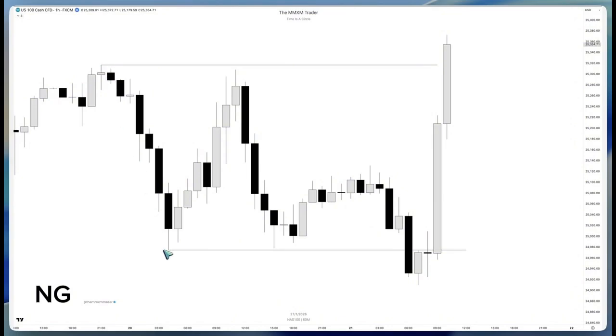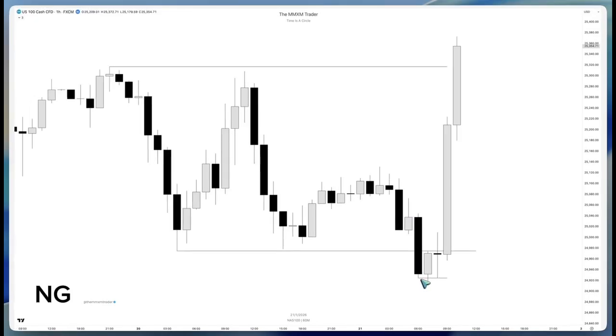Range high, range low. Okay, we dig into the range low. It's a full body closure. So what do we expect? We expect the low to get taken again. Now, what we're going to do is drop down into a 1 minute chart.